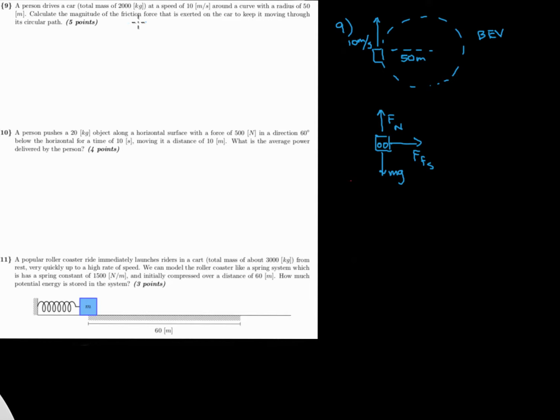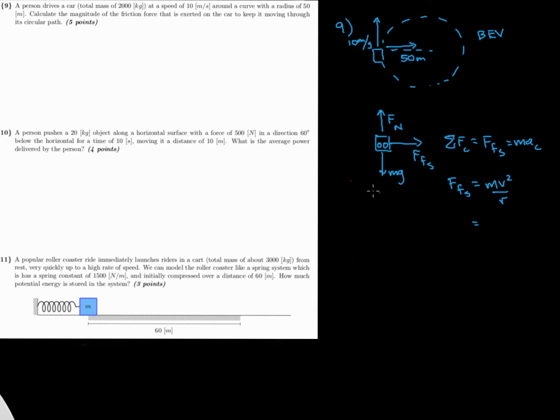So they want to know the friction force exerted to keep the car moving in its circular path. If I sum the forces in the center-seeking direction, where things that point toward the middle are positive and things that point away from the middle are negative, then the only thing that points toward the middle is this friction force. That's equal to mass times the acceleration in the center-seeking direction, and centripetal acceleration is v squared over r. So then you just plug in all the stuff.